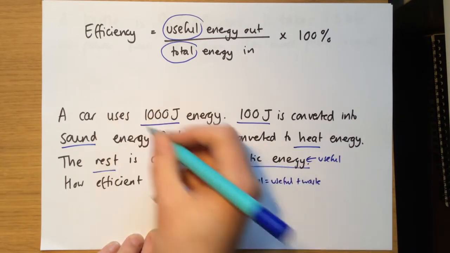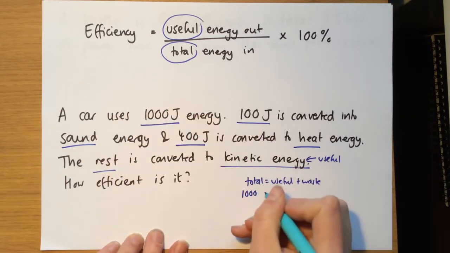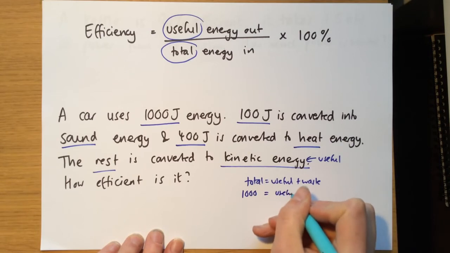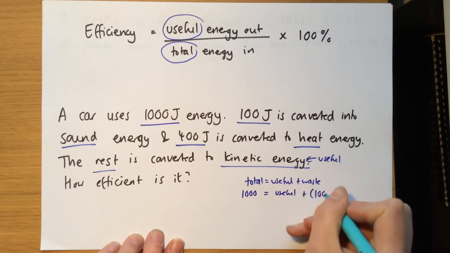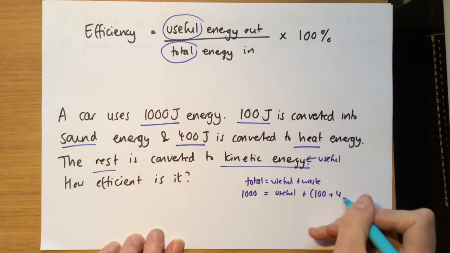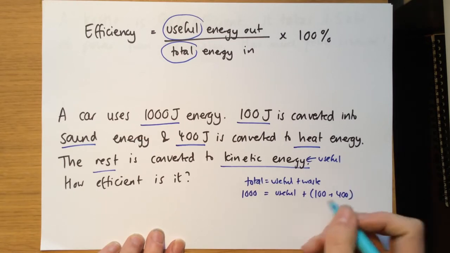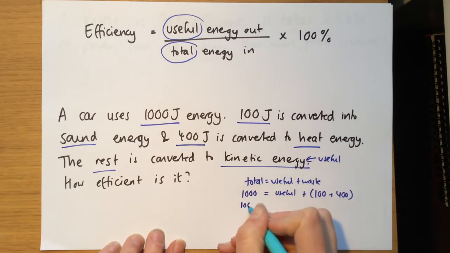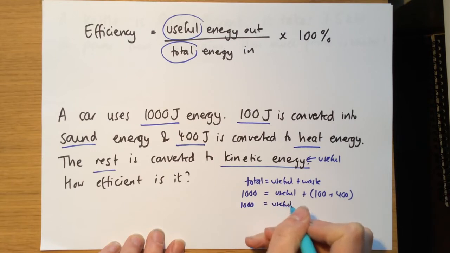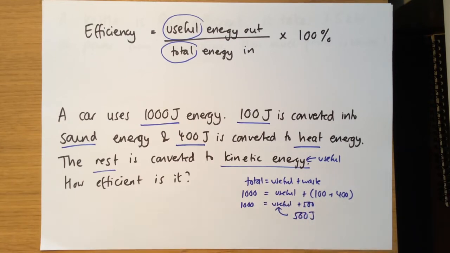So we know that the total energy in, 1,000 joules, is equal to the useful plus the waste, which is 100 for sound and 400 for heat, which is equal to 500. So 1,000 is equal to useful plus 500. So the useful energy must be 500 joules. It's 500 joules that is converted into kinetic energy.